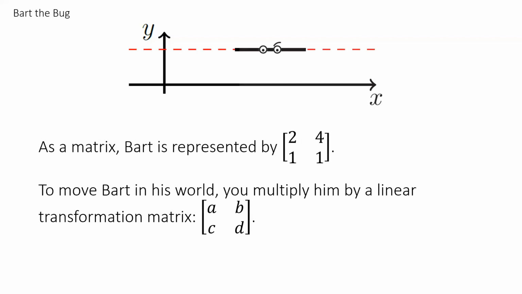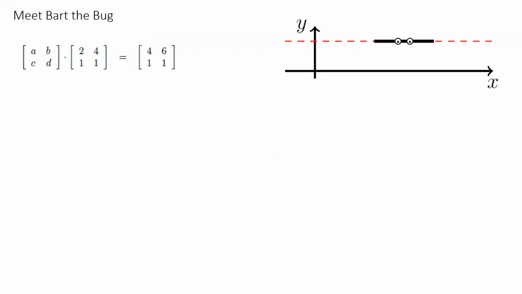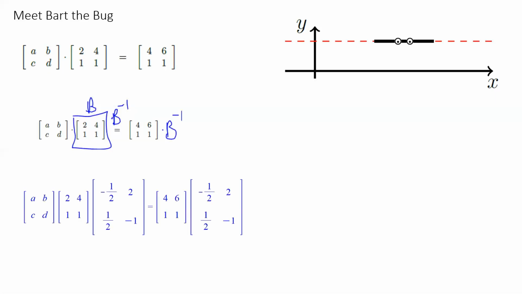So let's say I'm going to move him 2 units to the right. So his ending position is going to be 4, 6, 1, 1. Now, looking at this, I want to solve for A, B, C, D, but I noticed that the matrix here is invertible. So the easiest way for me to solve for A, B, C, D is to multiply by its inverse. It's kind of messy, but I found if I call 2, 4, 1, 1, B and multiply both sides by B inverse and let Maple do the work, I get that.